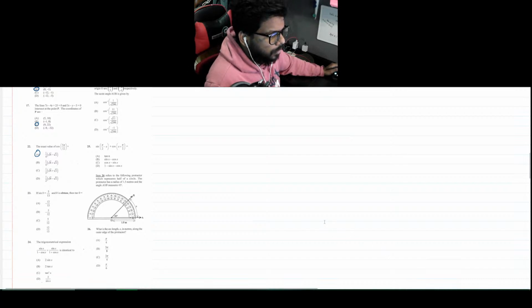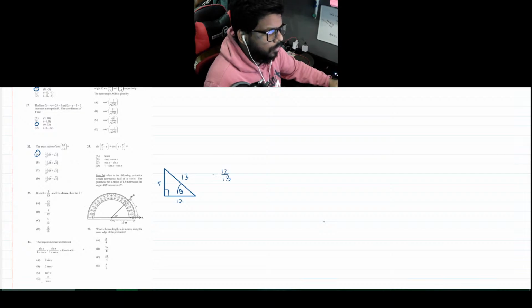If sine theta is that and theta is obtuse, then theta is opposite over hypotenuse. This could be 12. Cosine of theta is adjacent over hypotenuse, which is 12 over 13. It's obtuse, so it's in the second quadrant, negative 12 over 13. A.